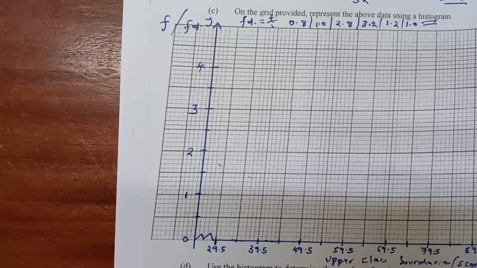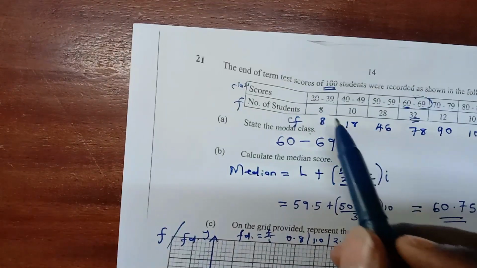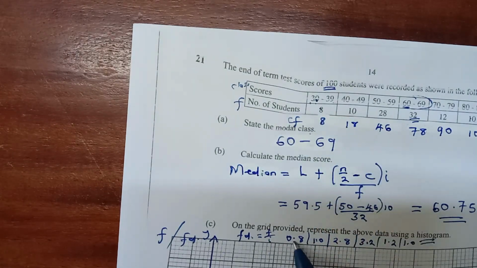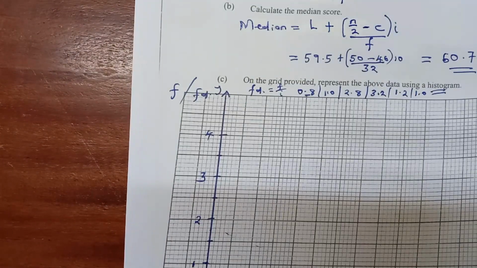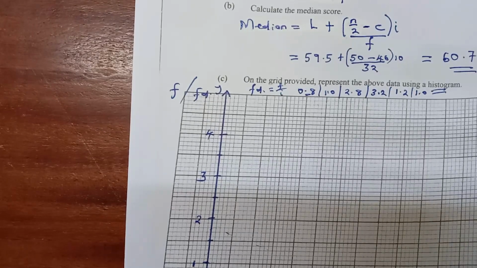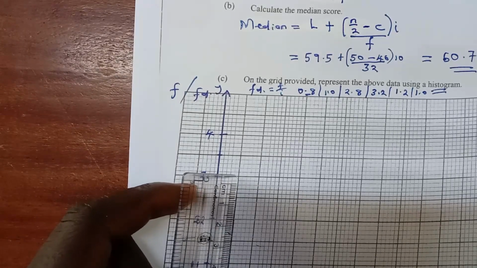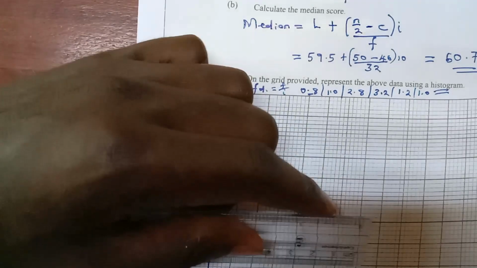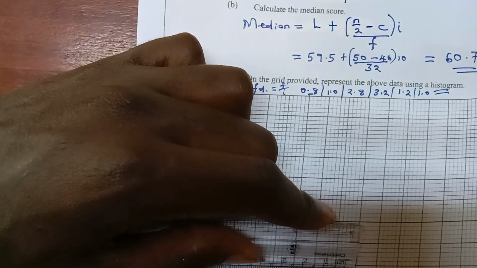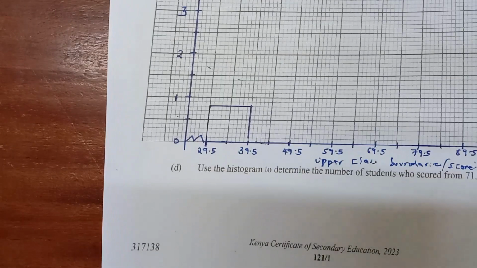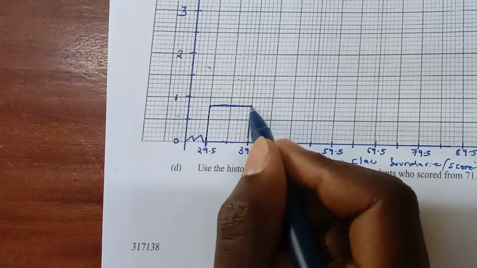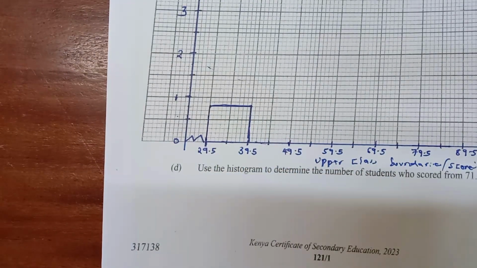Now, we know that the first class, 29.5 to 39.5, has a frequency density of 0.8. So we go up to where you have 0.8, at this particular place, using your ruler very well. We draw the histogram at this particular place, and the histogram should be very visible. So using your ruler, we'll draw that histogram. That is for the first one.